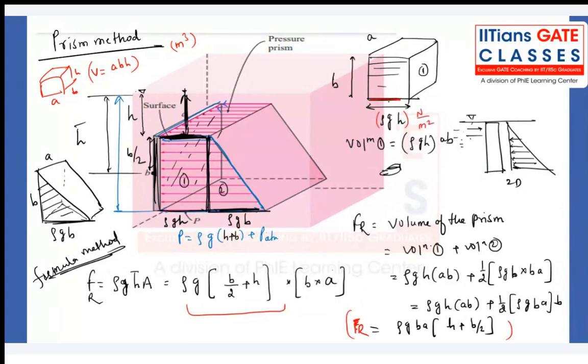What is the dimension of B? Once again, meter. What is the dimension of A? Once again, meter. They will cancel out. They will give you the unit of Newton only. That's why the volume of the prism directly will give you the resultant force. Make a note of it.